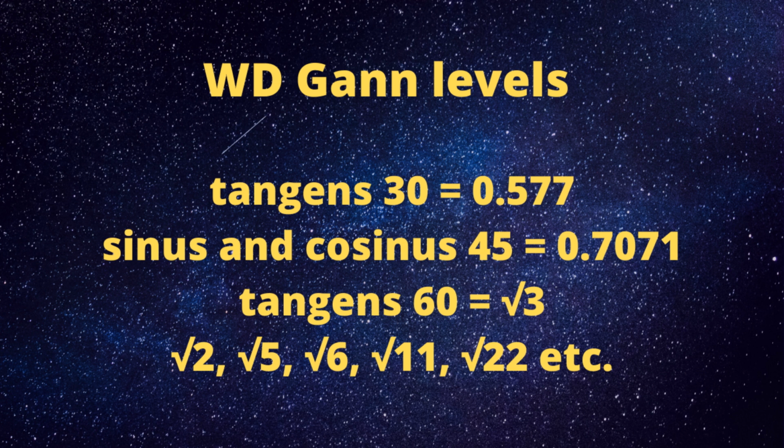So those are the numbers: tangent 30, tangent 60 degrees, sine and cosine of 45 degrees, which is the square root of 2 divided by 2. And the other numbers. Gann also used the square root of 2, square root of 3, square root of 5, square root of 7, of 11, 22, square root of 30, whatever.